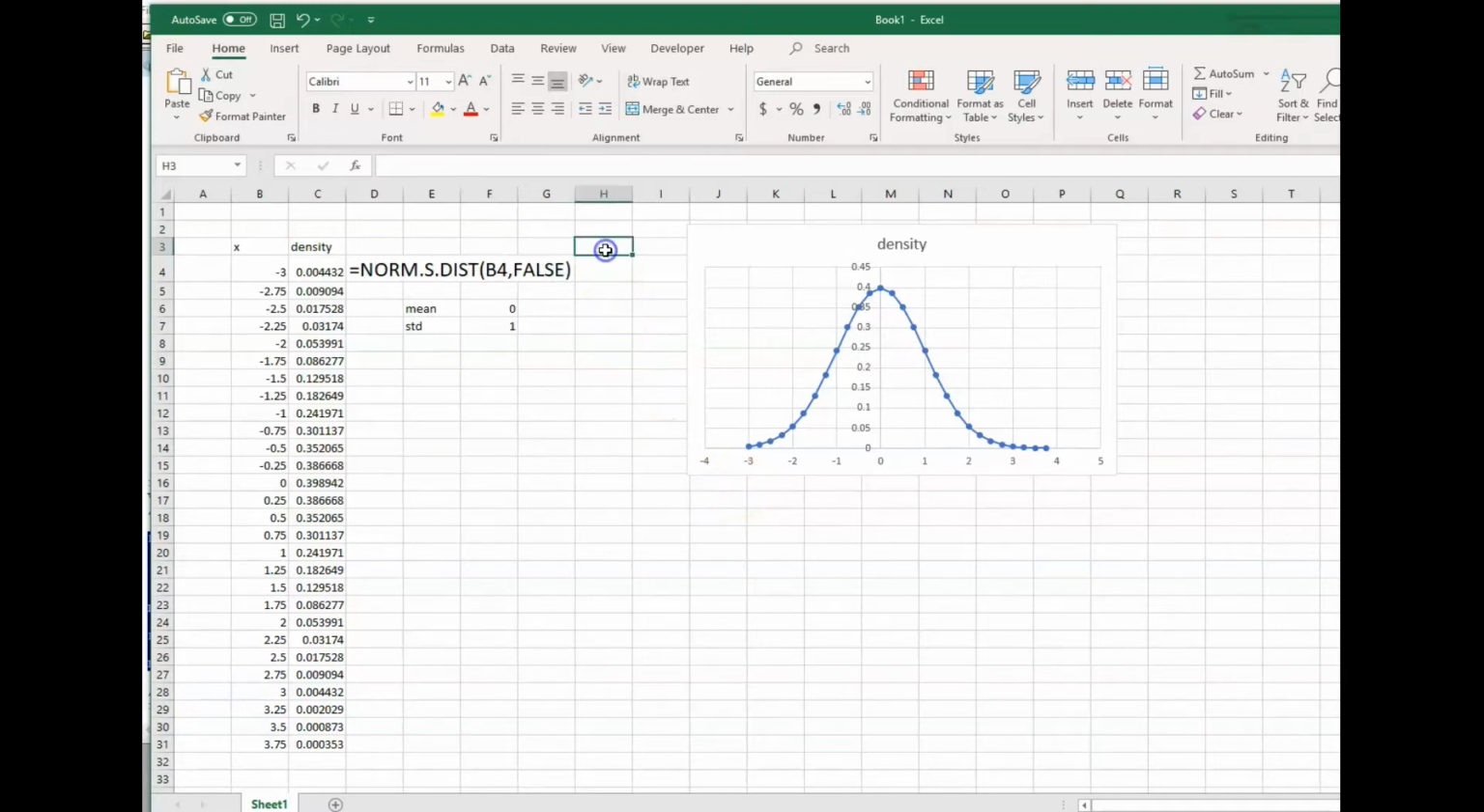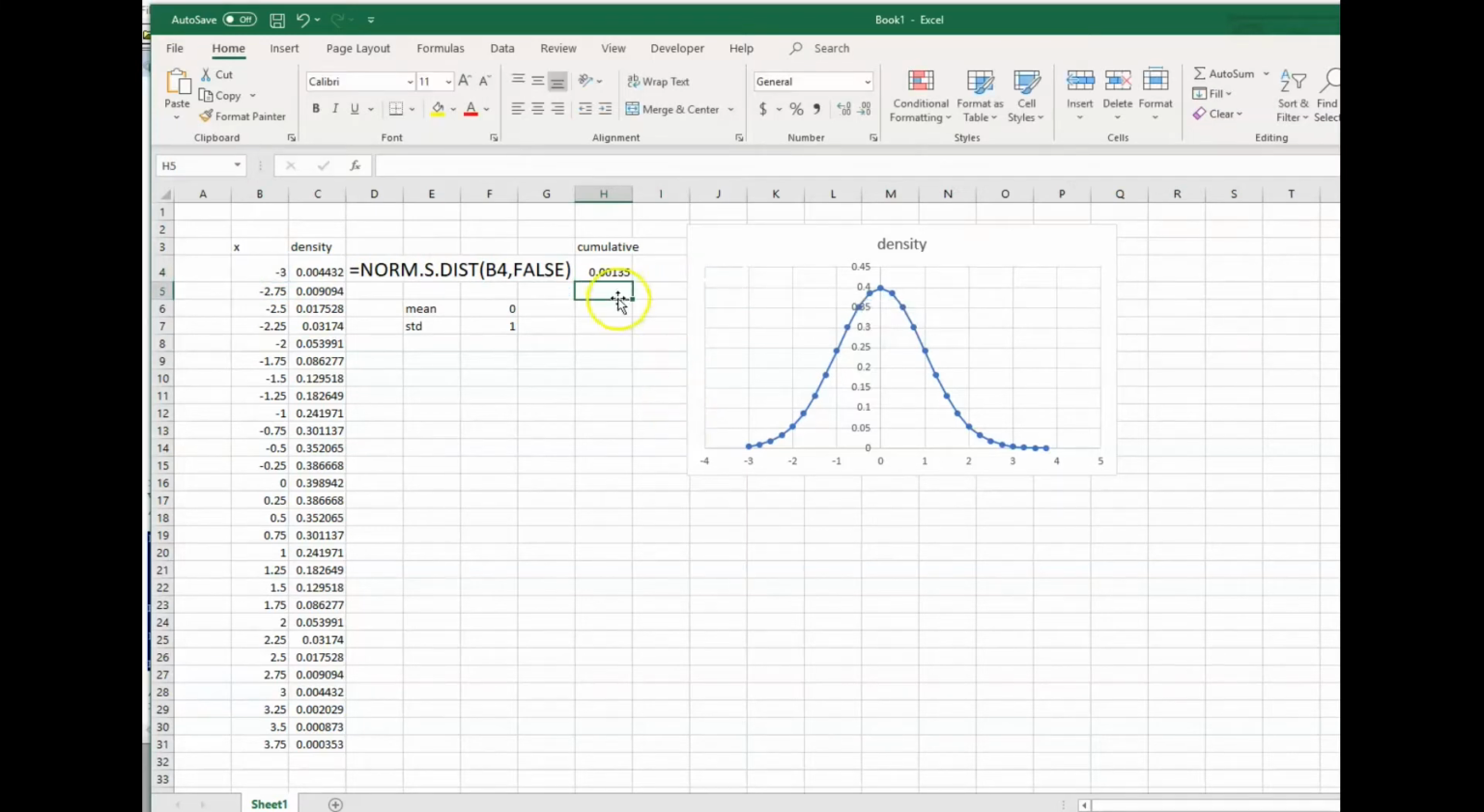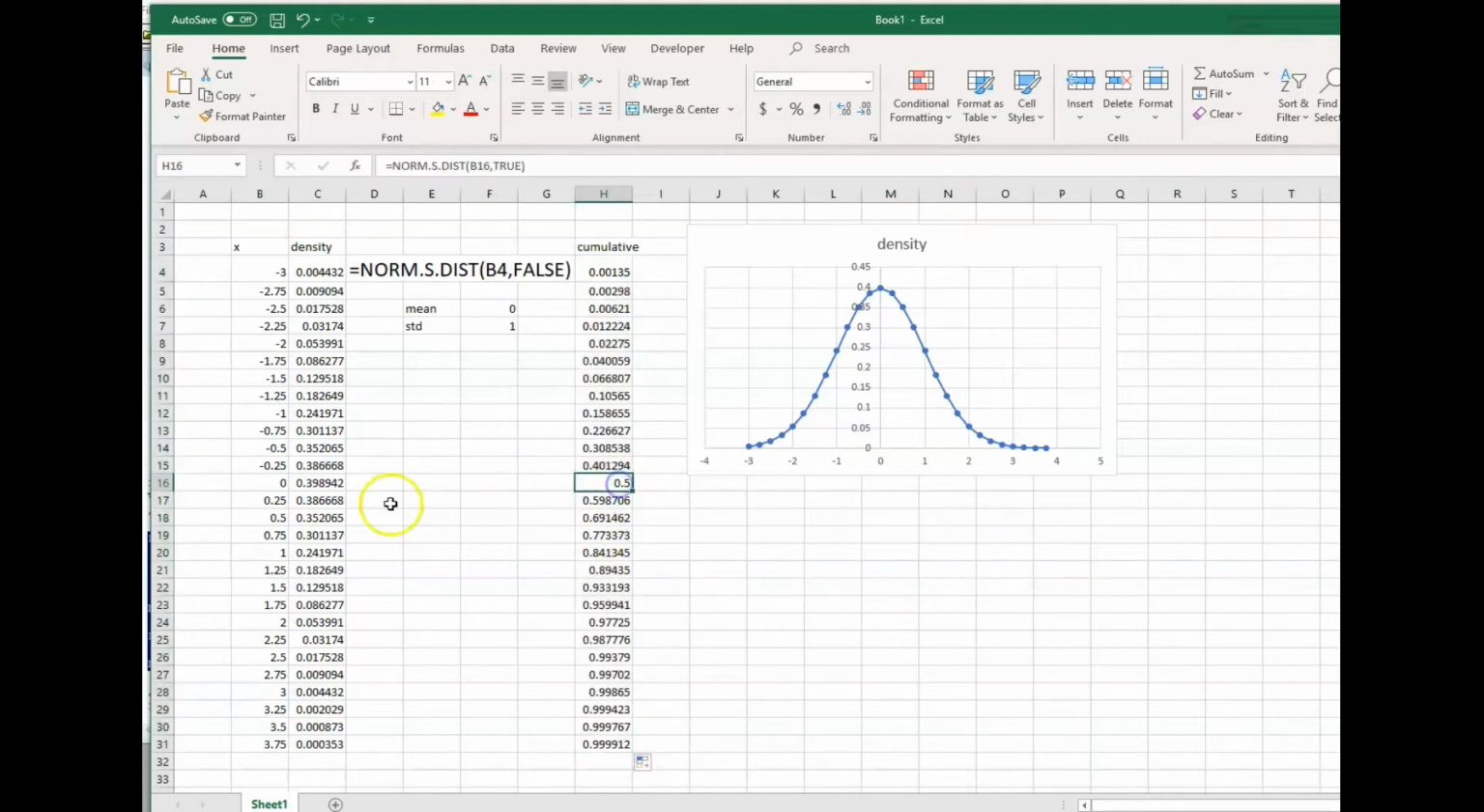So let's look at cumulative. The cumulative is the same thing, NORM.S.DIST. The only difference is it's cumulative, so it's TRUE. So let's copy and paste. And you see, because it's symmetric around 0, when it's 0, it's 50%. So for any value, any random number between negative infinity and 0, the probability is 50%.